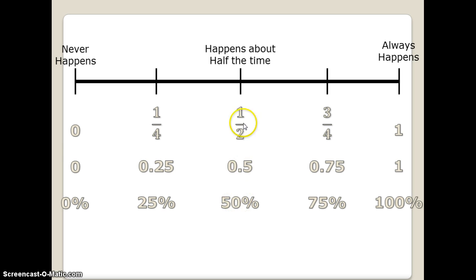If it's about 50% or 1/2, then you say it happens about half the time. If it's less than that, then we know that it is less likely, because it's less than half. And if it's more than half, it is more than likely to happen. More than likely, if it's more than half but less than certain. Okay.